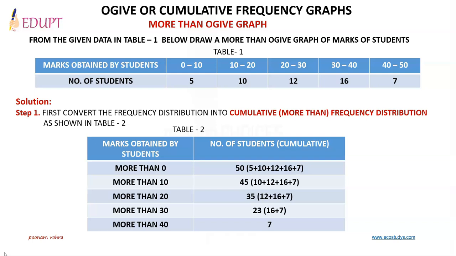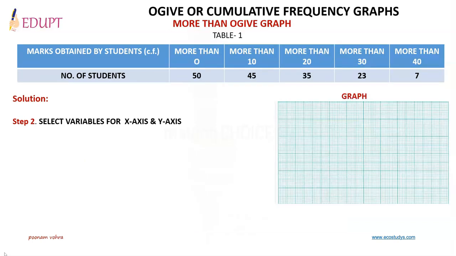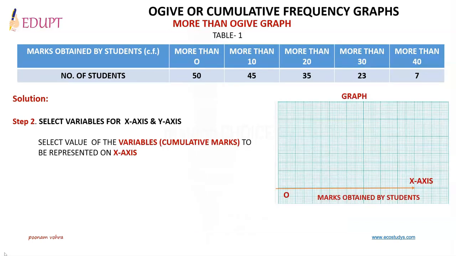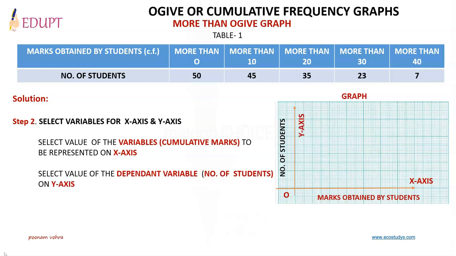Then is more than 10. For that you need to deduct 5. So more than 10 marks are obtained by 45 students. Similarly, one can find for more than 20, which is 35 students, more than 30, 23 students, and more than 40, 7 students. Now next step is to select the variables for x and y axis.